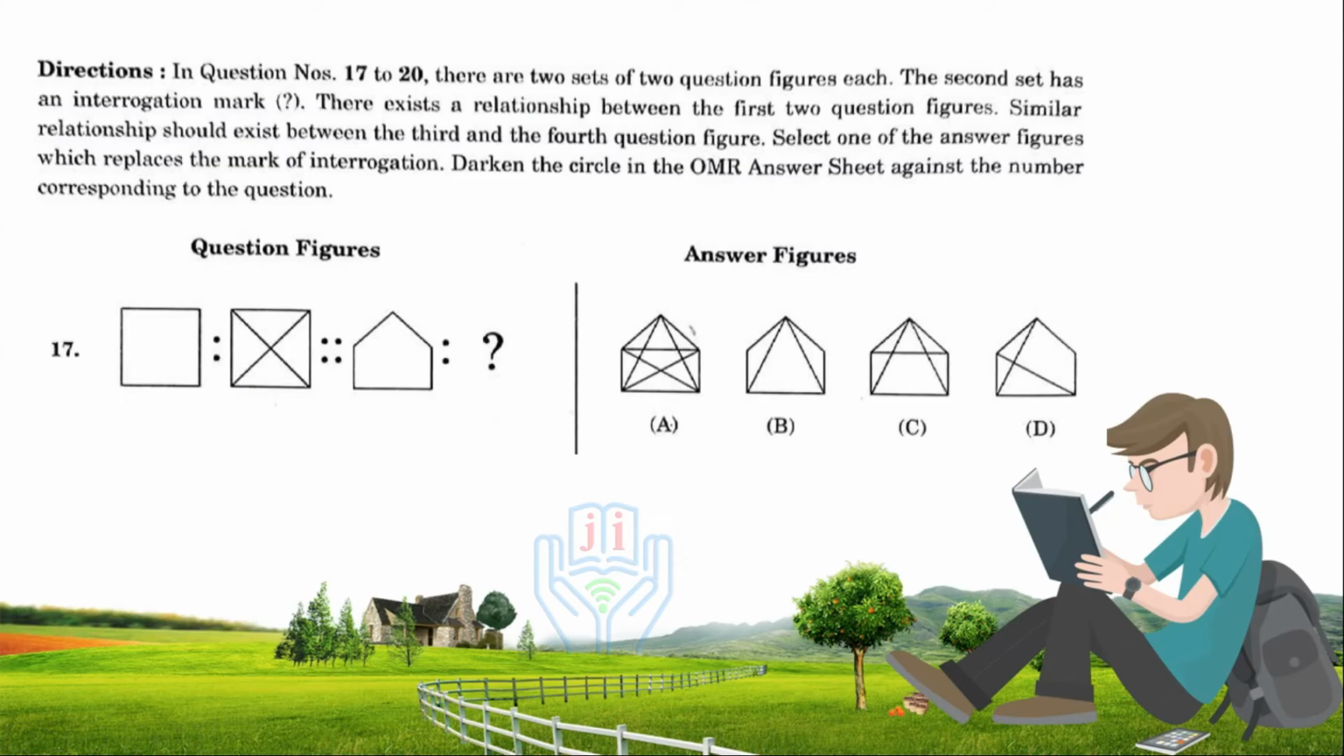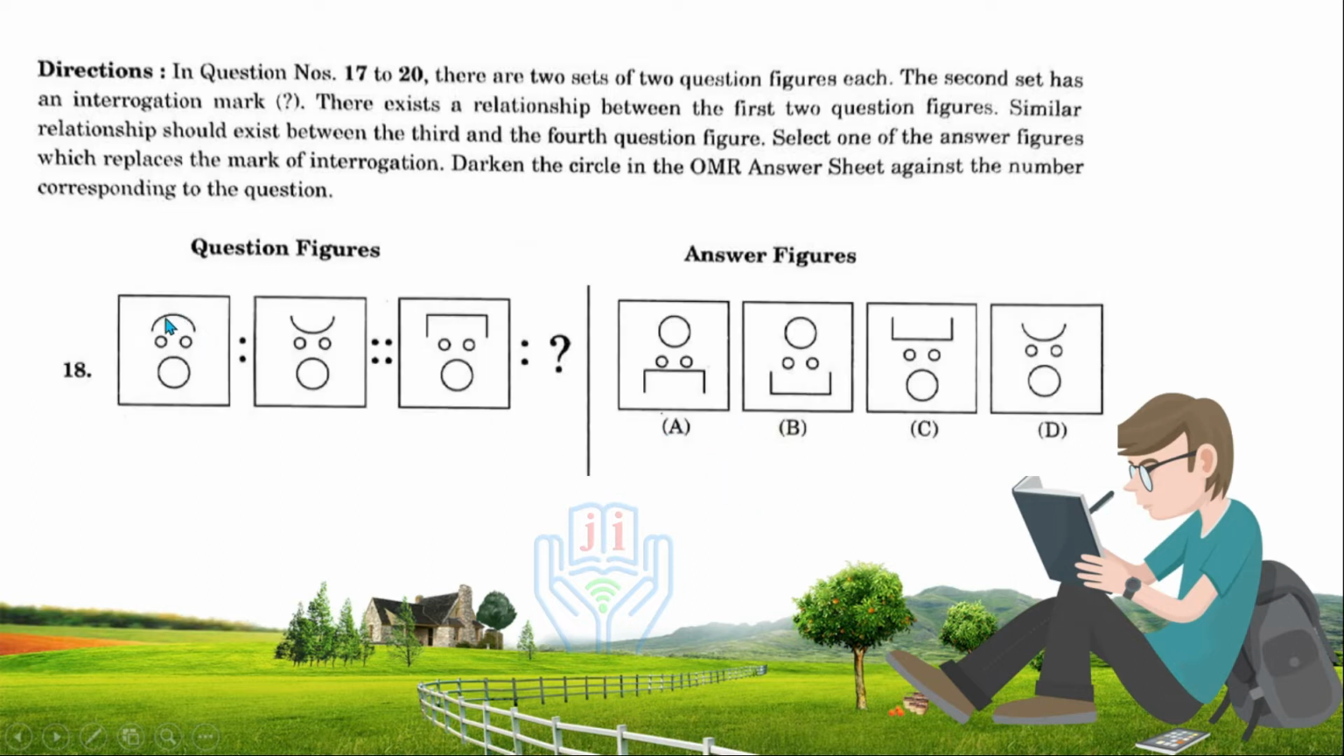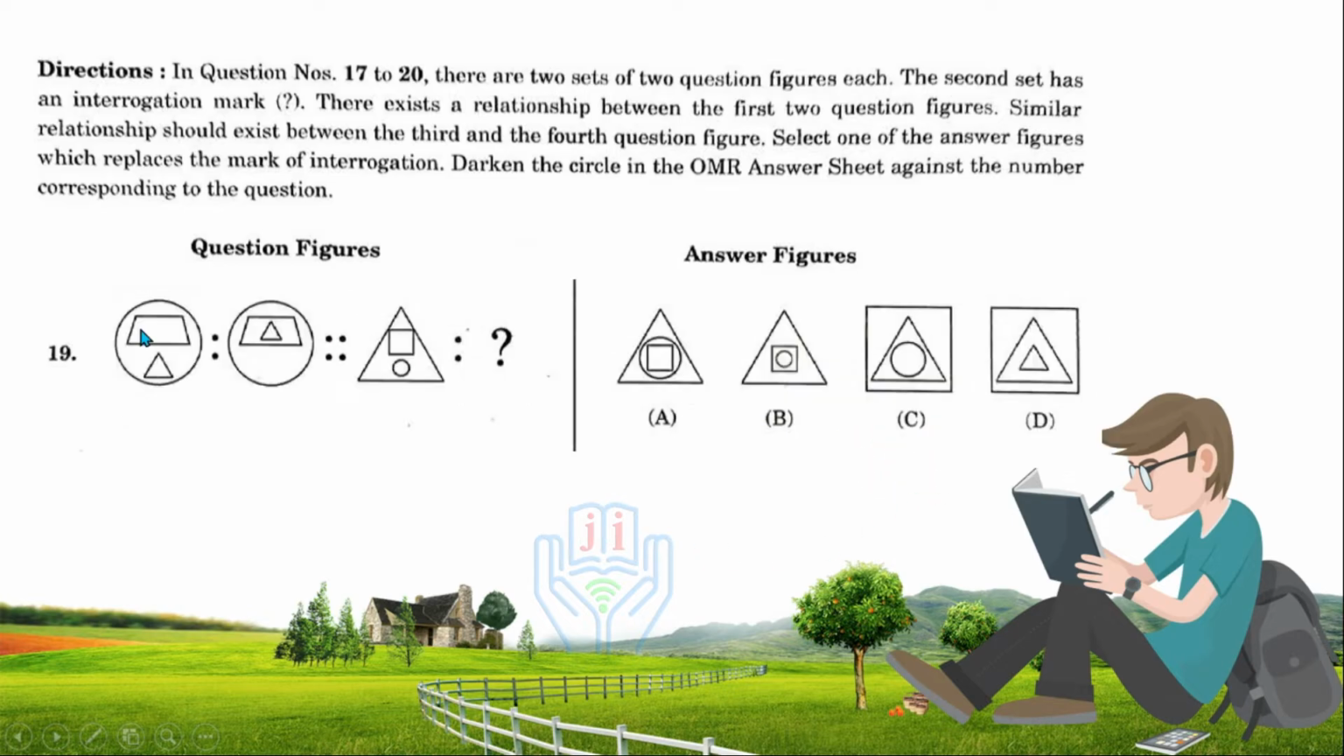Part 5. A similar relationship should exist between the third and the fourth question figure. So here the answer is A. So here it will be opposite, then this will be opposite. See this? Answer is C. Outside triangle. The second option, inside triangle. So the circle will go inside the square. Answer will be B.